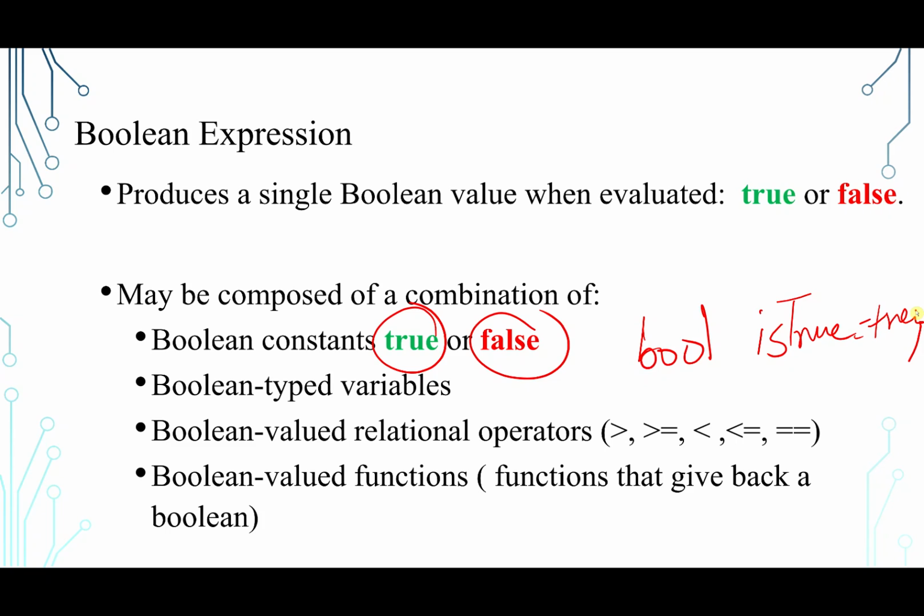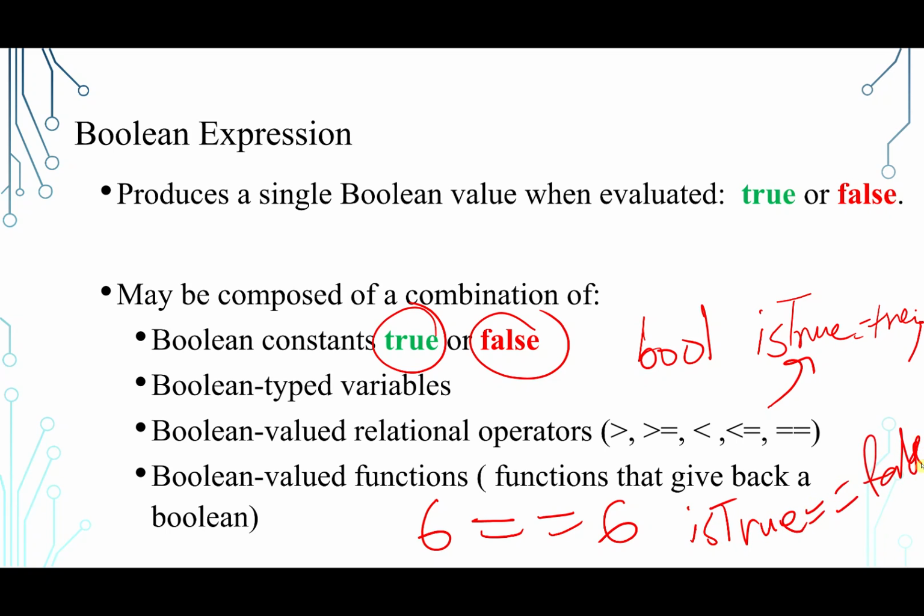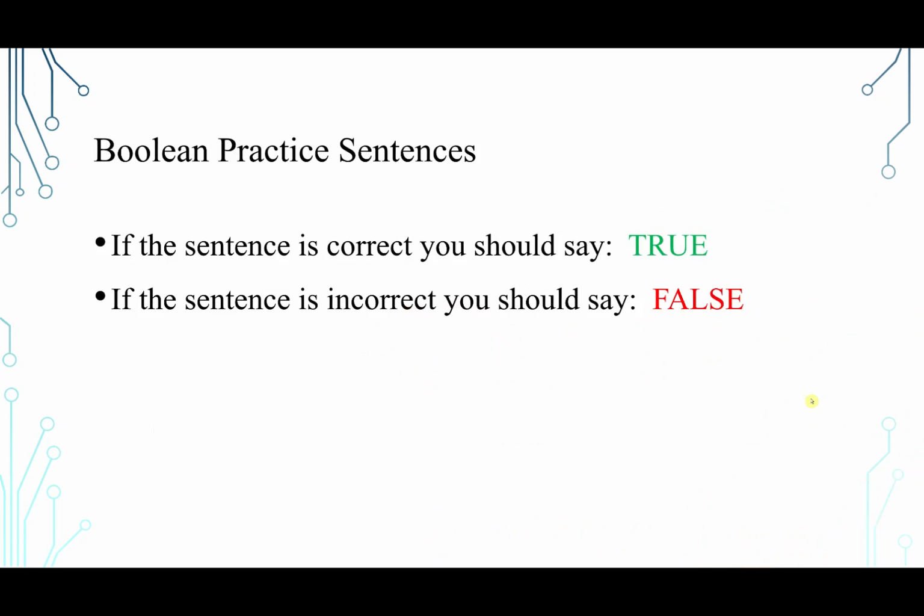Boolean values come from relational operators like greater than or equal, less than or equal, or checking equality. Is 6 equal to 6? That is true. Is 6 equal to 5? That is false, because this is a question and you have to answer it with true or false. It could also be functions that give back a Boolean, which will be in CS131. Don't worry about it right now.